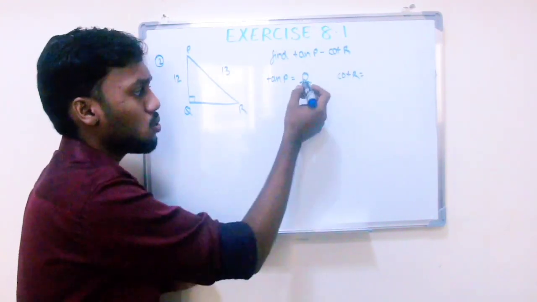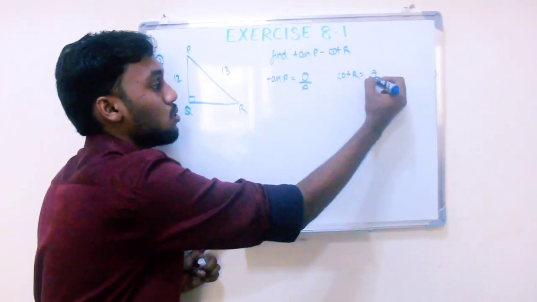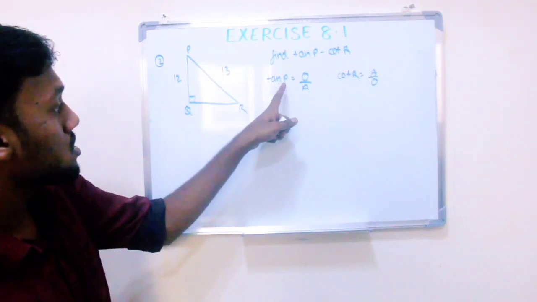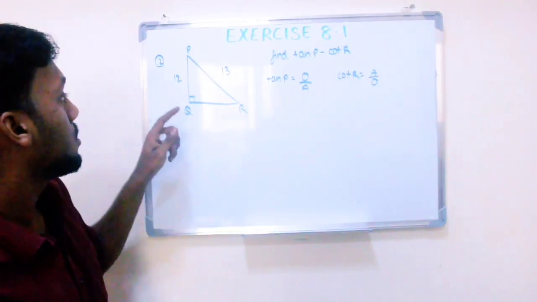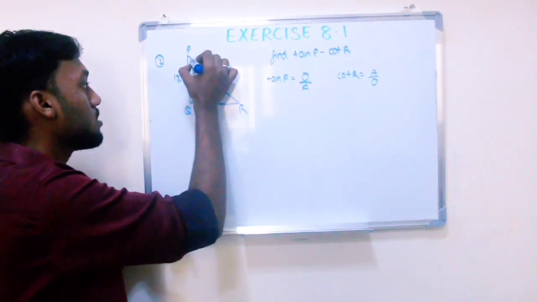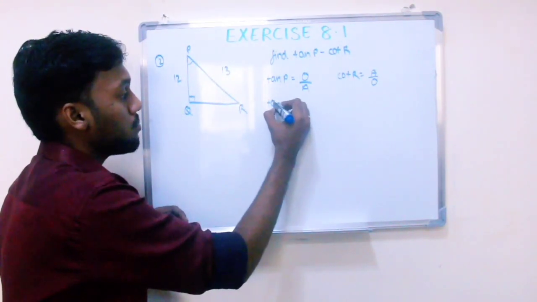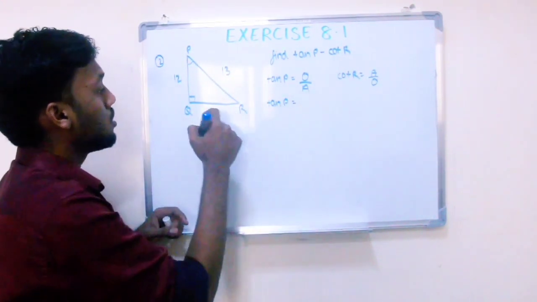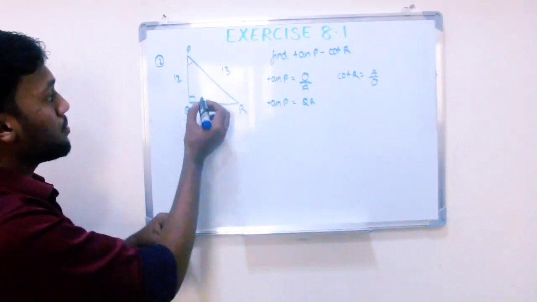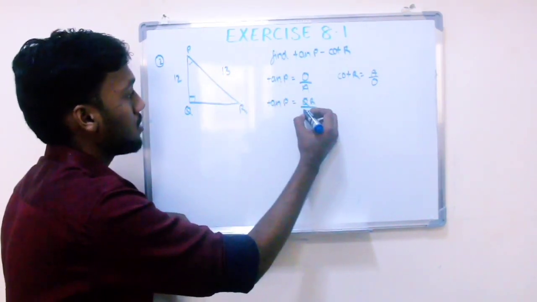Now what is tan? O by A. So cot means reciprocal of tan, so it is A by O with respect to angle R. So what is the opposite side with respect to angle P? Angle P is here. What is its opposite side with respect to angle P? QR, right? So tan P is equal to QR divided by the adjacent side. Adjacent side means PQ, with respect to angle P.